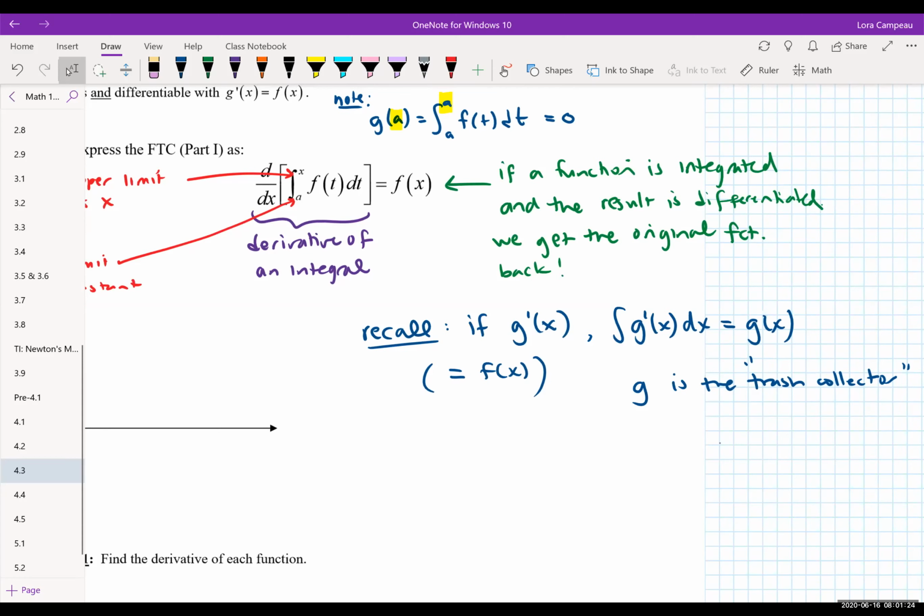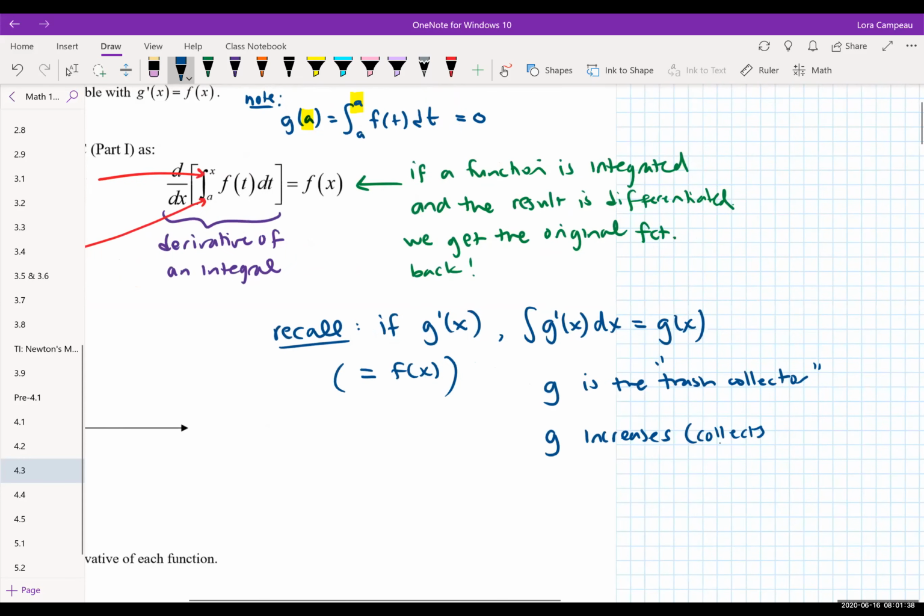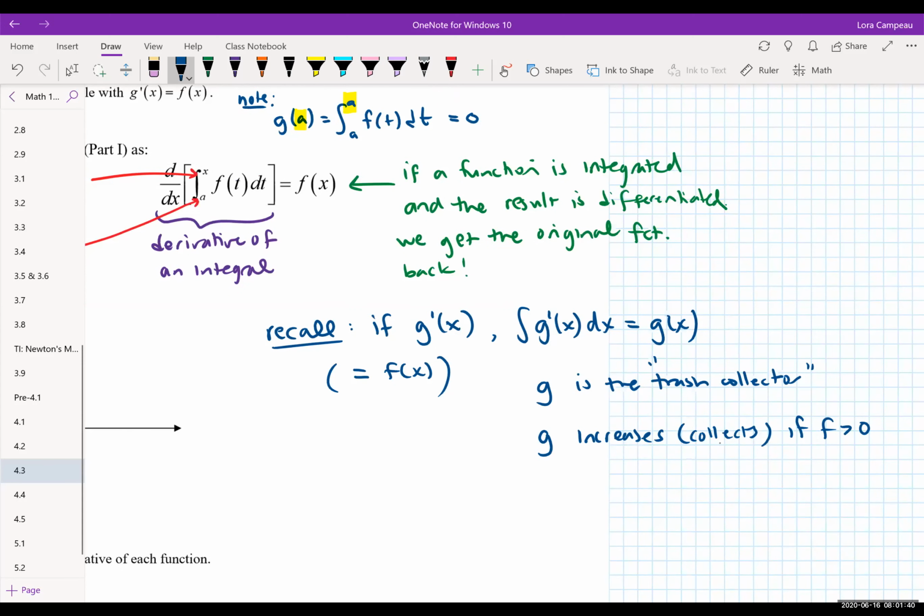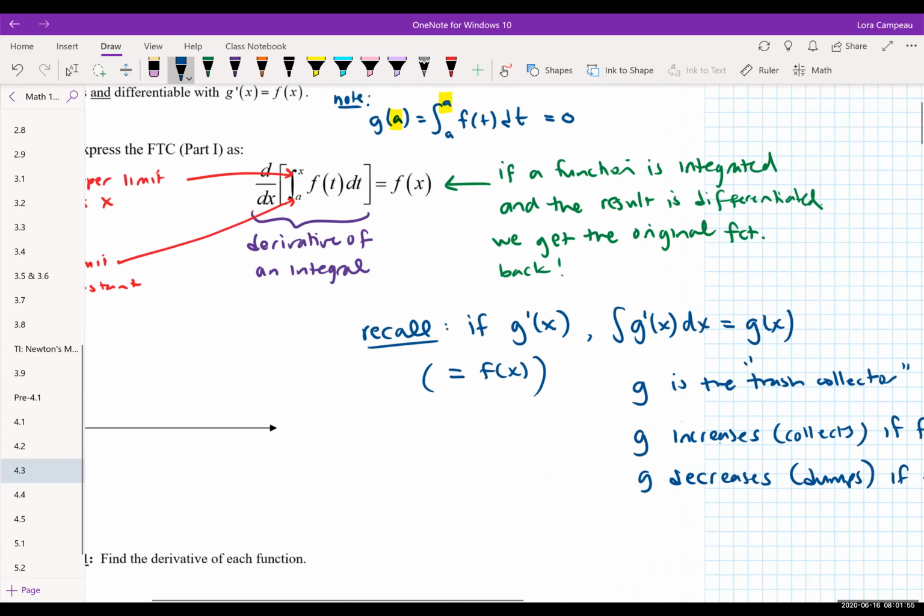G increases, or collects, if f is greater than 0, and G decreases, or dumps, if f is less than 0. We talk about increasing and decreasing. We kind of pull that into the picture again.